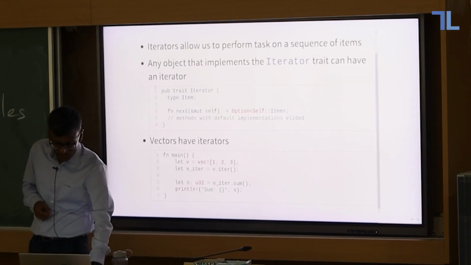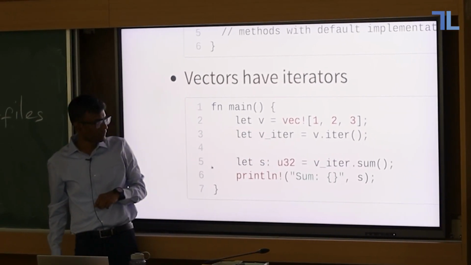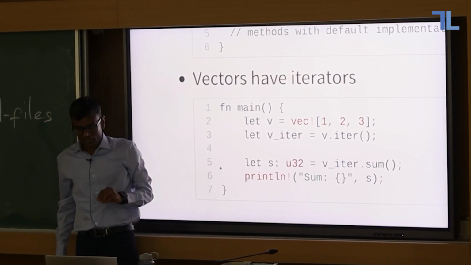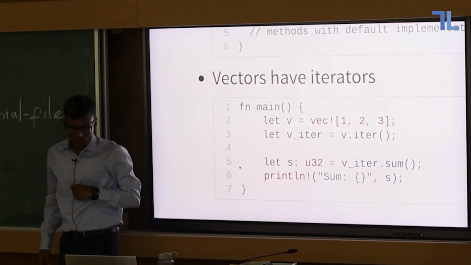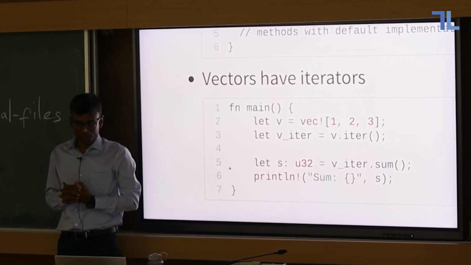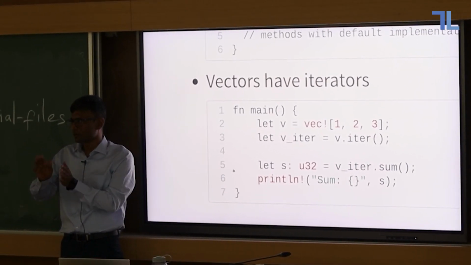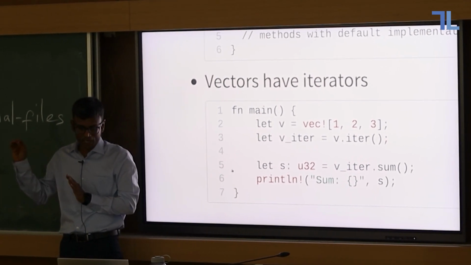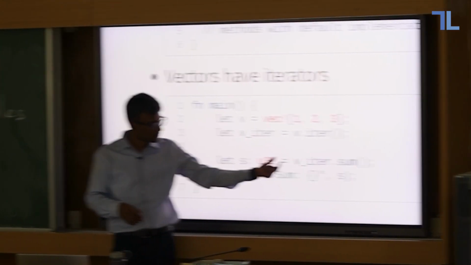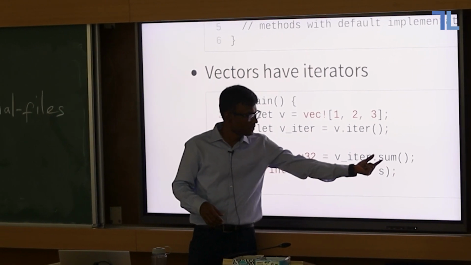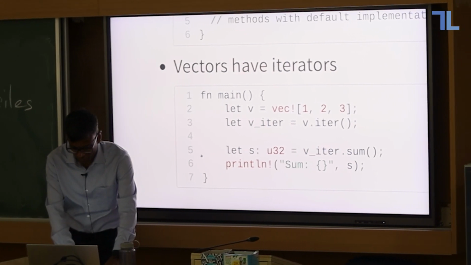For example, vectors have iterators. So I have a vector 1, 2, 3, and this v.iter is an iterator to the vector. And this iterator trait has a sum helper function. Suppose I wanted to calculate a sum of some integers present in a vector. Typically you would reach for a for loop and say for i from 0 to the length of the vector, initialize the sum to 0 and then add up. Here there's a nice utility function. Given the iterator, you just say dot sum and it will calculate the sum of that vector for you.